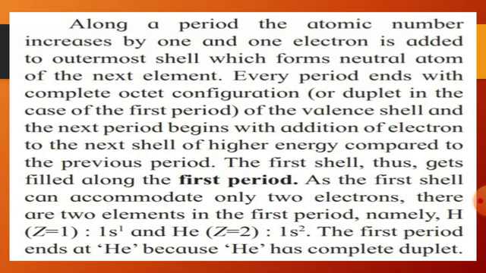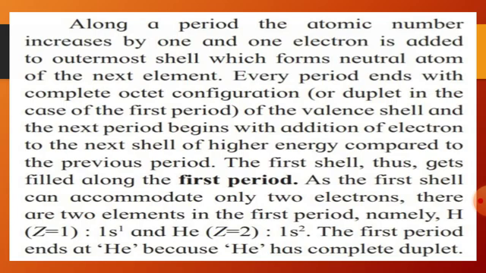The first shell does get filled along the first period. As we have studied, the elements which belong to the corresponding number of period will contain that number of shells. So here, in the first period elements, the electrons will be filled in the first shell only, as the first shell can accommodate only 2 electrons, as we know the first shell is 1s2.